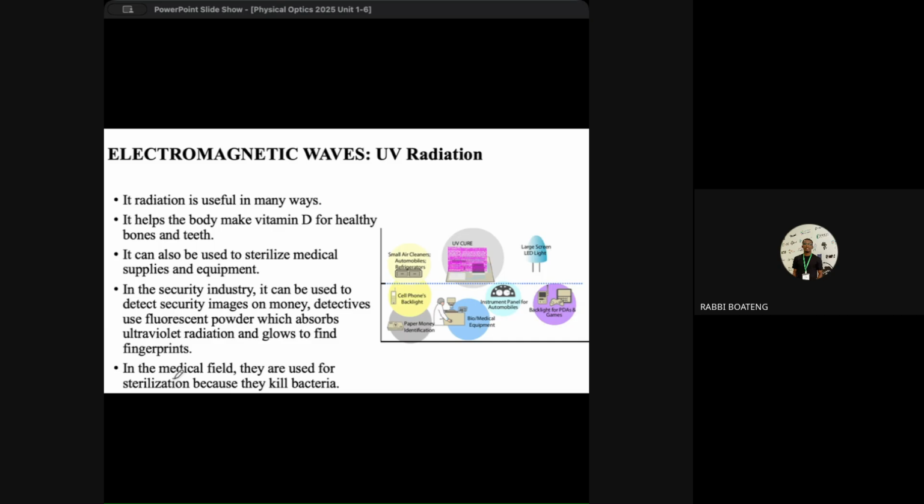But anyways, UV radiation is very important. You can imagine the fact that I have a particular radiation. Is that okay? And the radiation can pass through your body to determine what is inside the body. Very, very phenomenal and very, very interesting too.